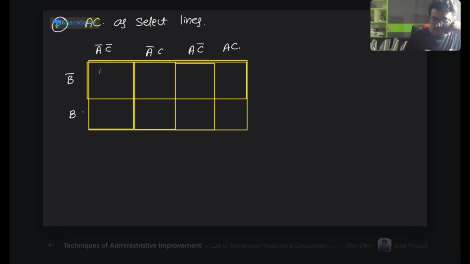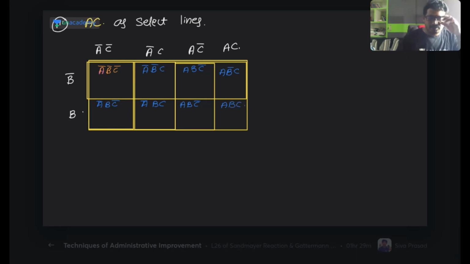Now this is A bar, B bar, C bar. And this is A bar, B bar, C, isn't it? A, B bar, C bar, and this is A B bar C, and this is A bar B C bar. This is A bar B C, and this is A B C bar, and this is A B C.